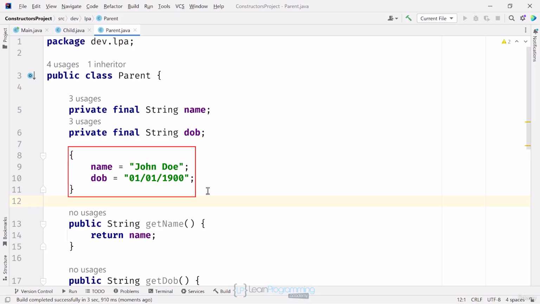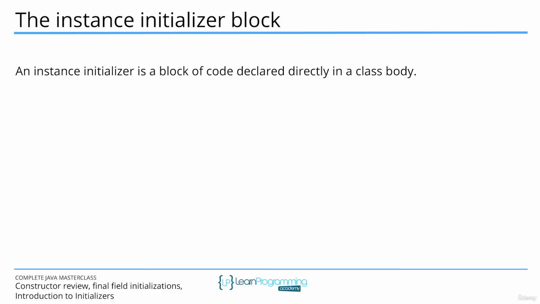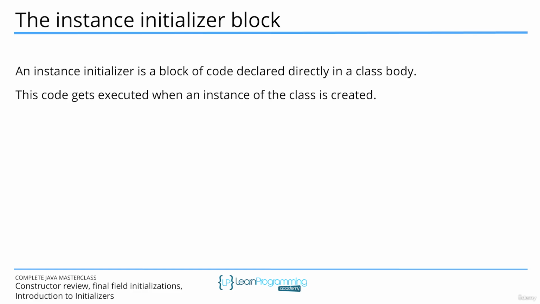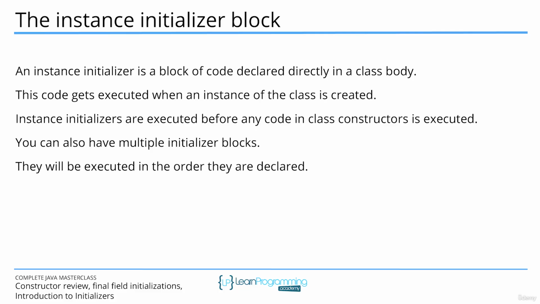What is this random block of code thrown in at the class level like this? This is an instance initializer. An instance initializer is a block of code declared directly in a class body. This code gets executed when an instance of the class is created. Instance initializers are executed before any code in class constructors is executed. You can also have multiple initializer blocks. They will be executed in the order they are declared.